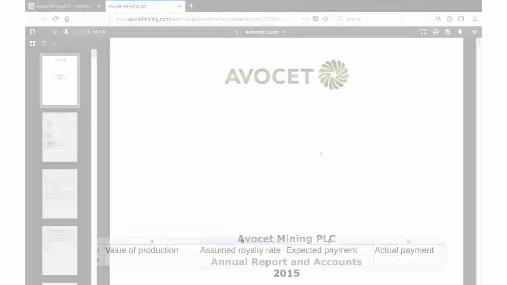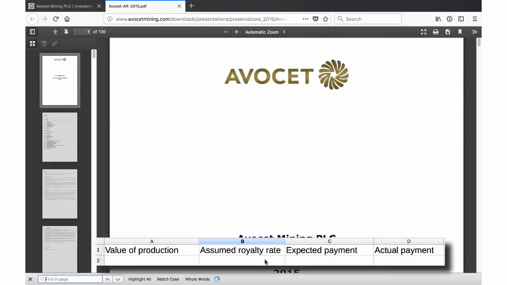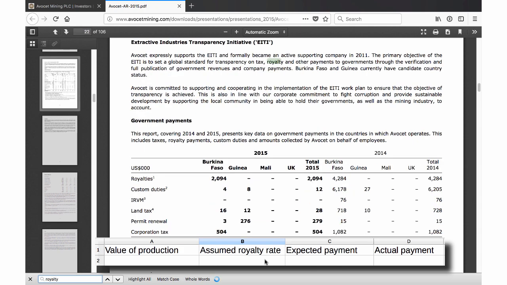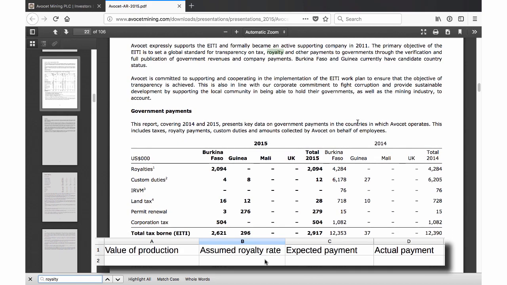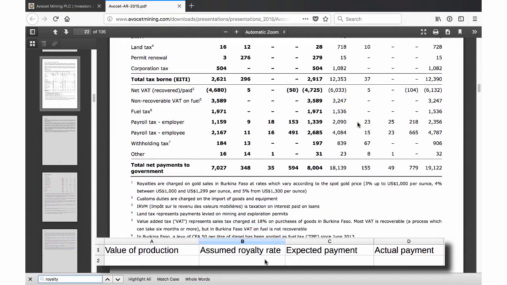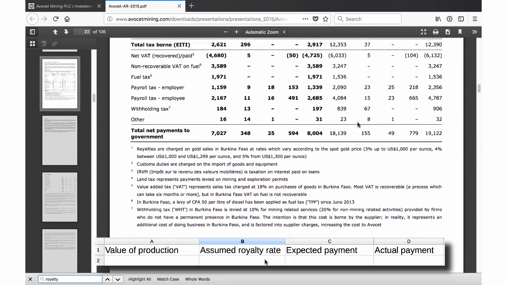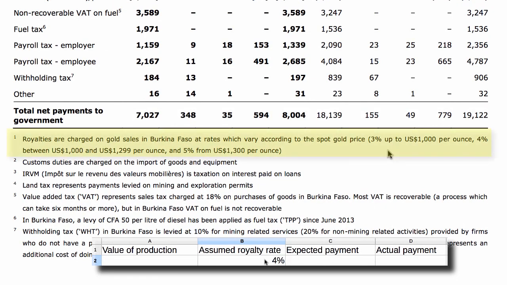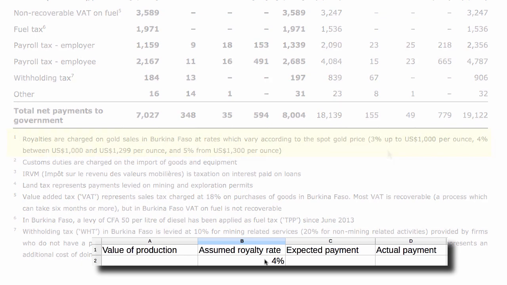We found this information by doing a word search for royalty in Avocet's annual report for 2015. In a footnote on page 20, we can see that Avocet have given the royalty rates in Burkina Faso for gold. The royalty rate in this instance is 4%, as we know from a Google search that the gold price did not fall below $1,050 per ounce in 2015.